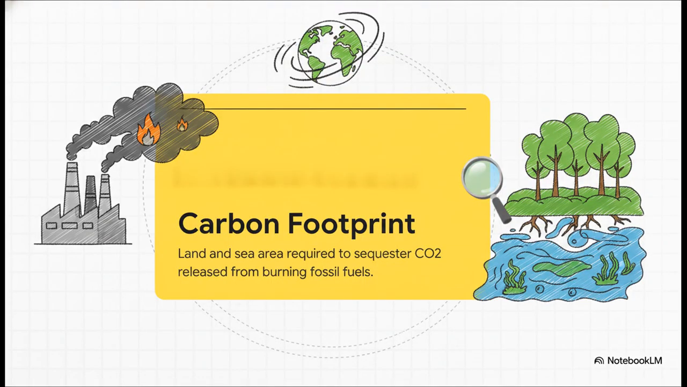A massive chunk of that ecological footprint is our carbon footprint. Now, we hear this buzzword all the time, but the precise definition really matters here. It's not just some abstract measure of gas floating up in the air. It is physically defined as the amount of productive land and sea area required to sequester, or just absorb, the carbon dioxide released from burning fossil fuels. It literally shows us the physical, geographical demand our fossil fuel addiction places on the Earth.